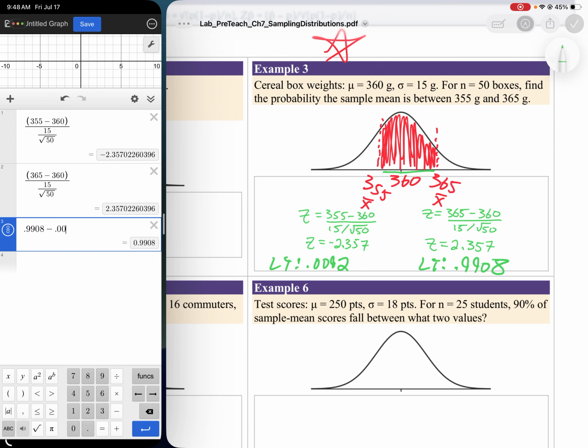And we are left with our final answer of 0.9816 after I subtracted them, which would be the same as a 98.16% chance that if we took a random sample of 50 boxes, the sample mean would be between 355 and 365.